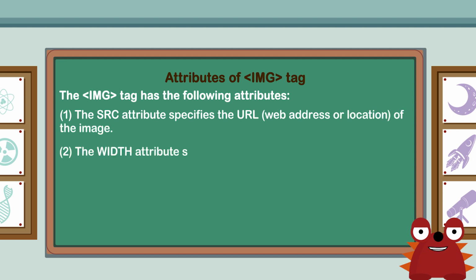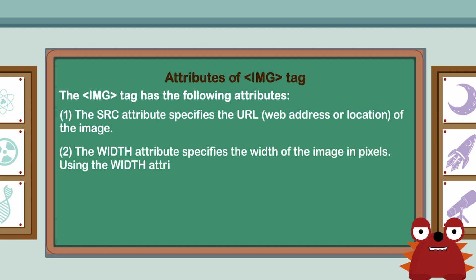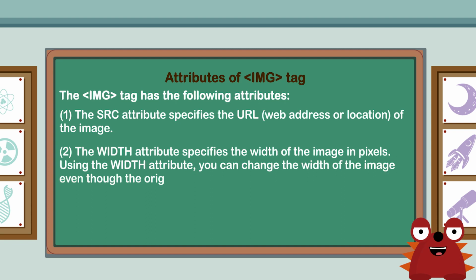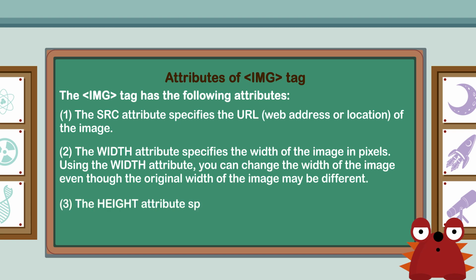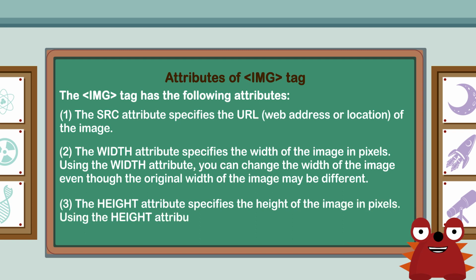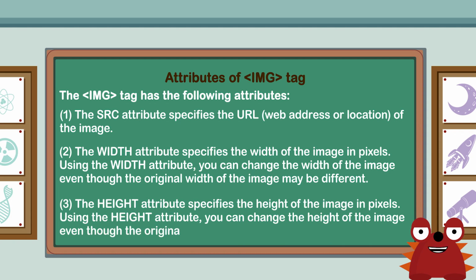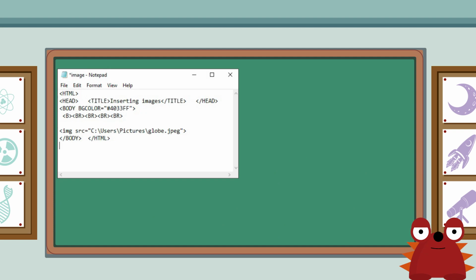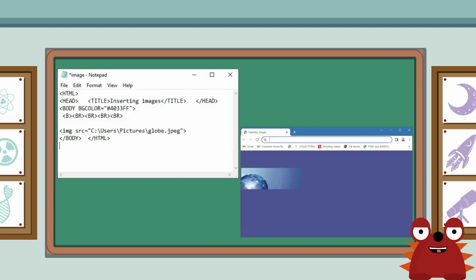Secondly, the width attribute specifies the width of the image in pixels. Using it, you can change the width of the image even though the original width of the image may be different. And lastly, the height attribute specifies the height of the image in pixels. Using the height attribute, you can change the height of the image even though the original height of the image may be different. Here is an example and its output.